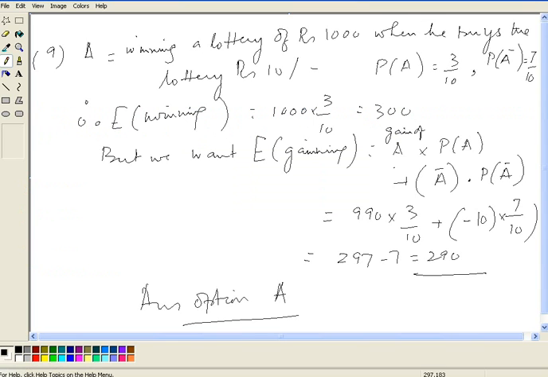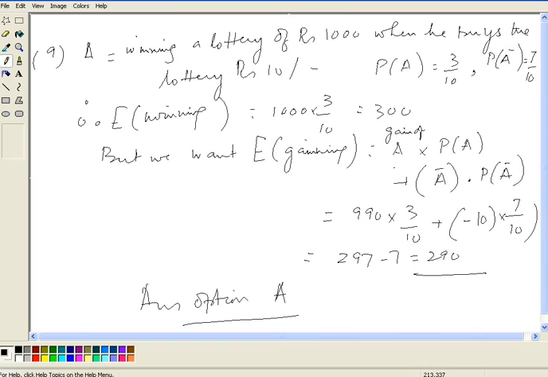Now going to the work area, we know that, let us take A as an event, winning a lottery of rupees 1000 when he buys the lottery for rupees 10. Now the probability of winning 1000 rupees is 3 by 10 and losing is 7 by 10. That is P of A bar. Now if we have to find the expectation of winning, then it is 1000 into 3 by 10, which is 300.